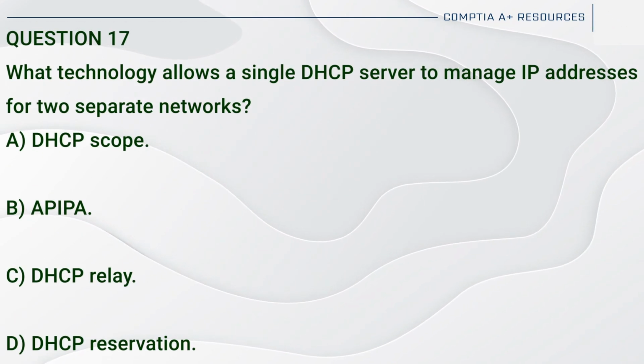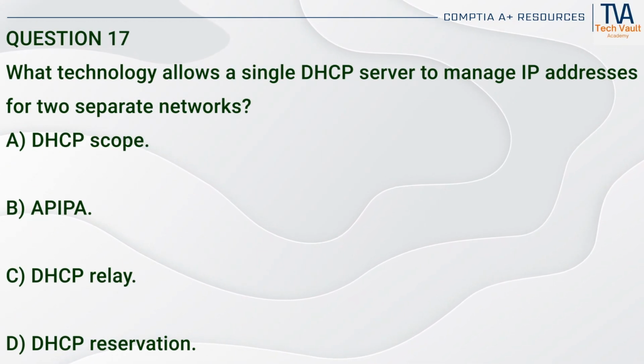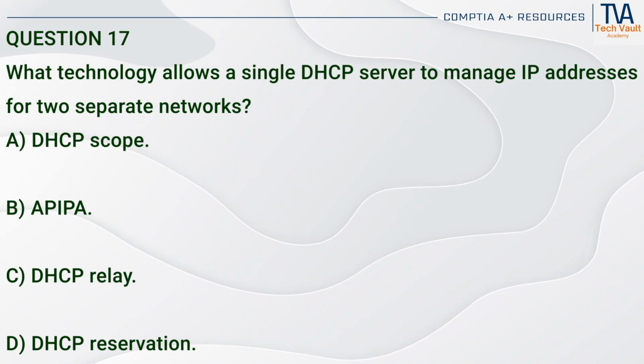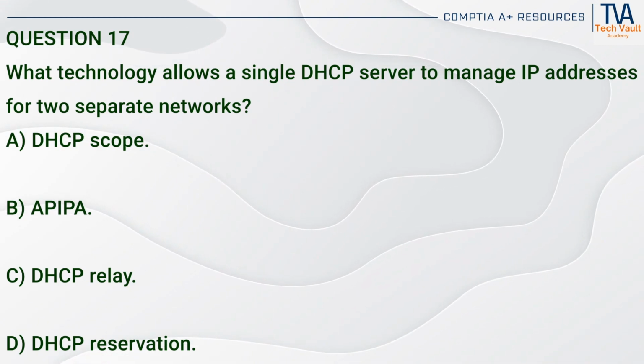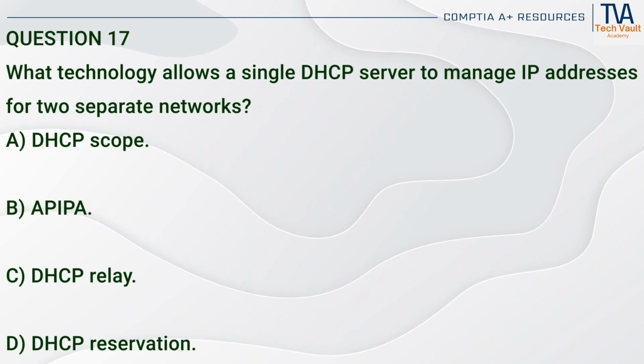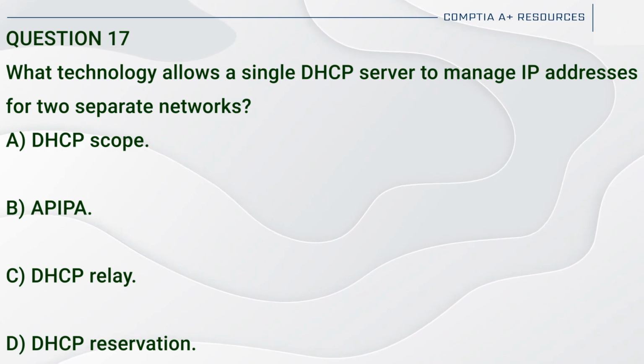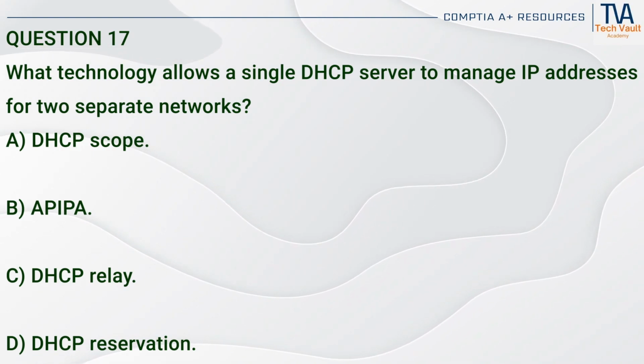Question 17. What technology allows a single DHCP server to manage IP addresses for two separate networks? A, DHCP scope, B, APIPA, C, DHCP relay, D, DHCP reservation.